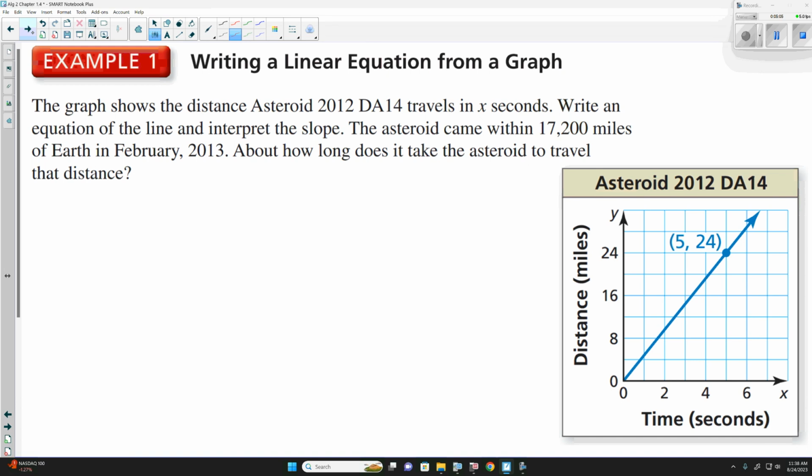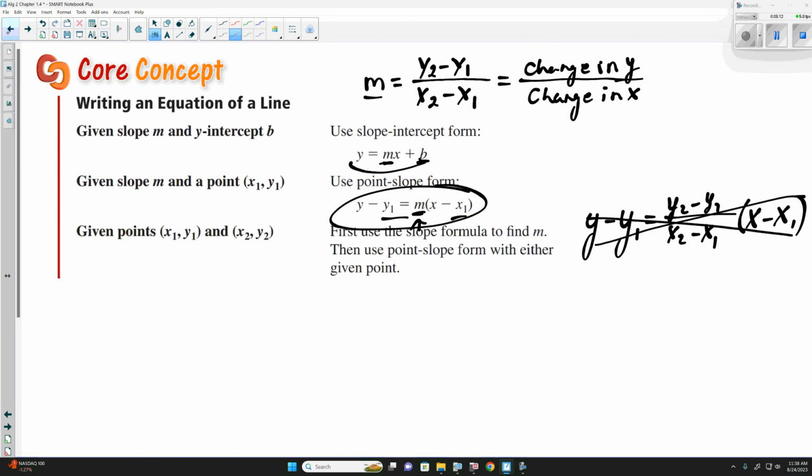Let's look at our first example problem. This one here. Yes. Are those x's or y's? So those would be, so y2 minus y1 over x2 minus x1.